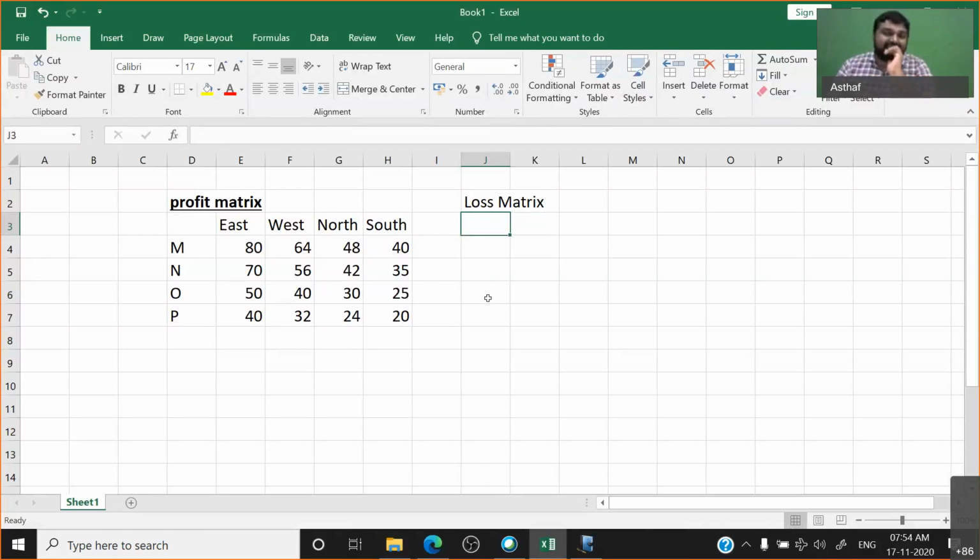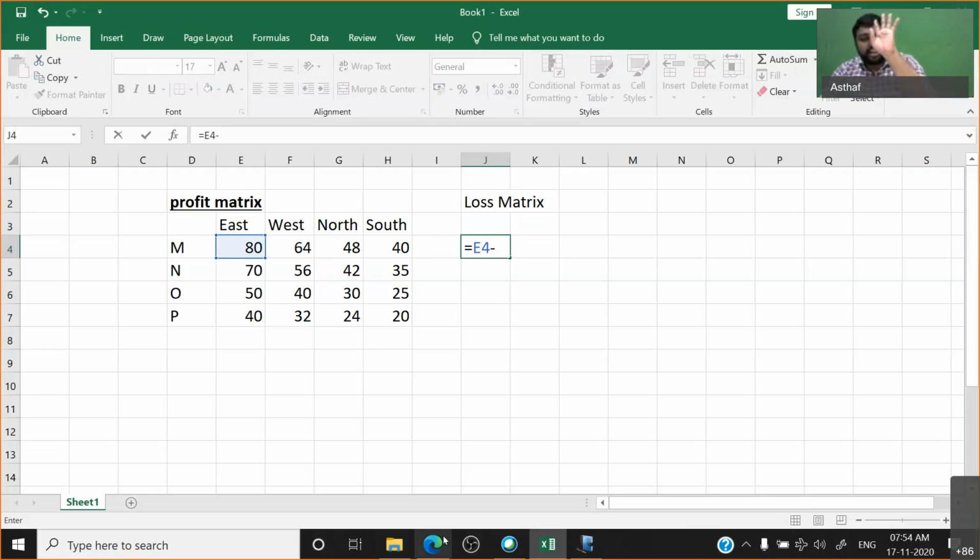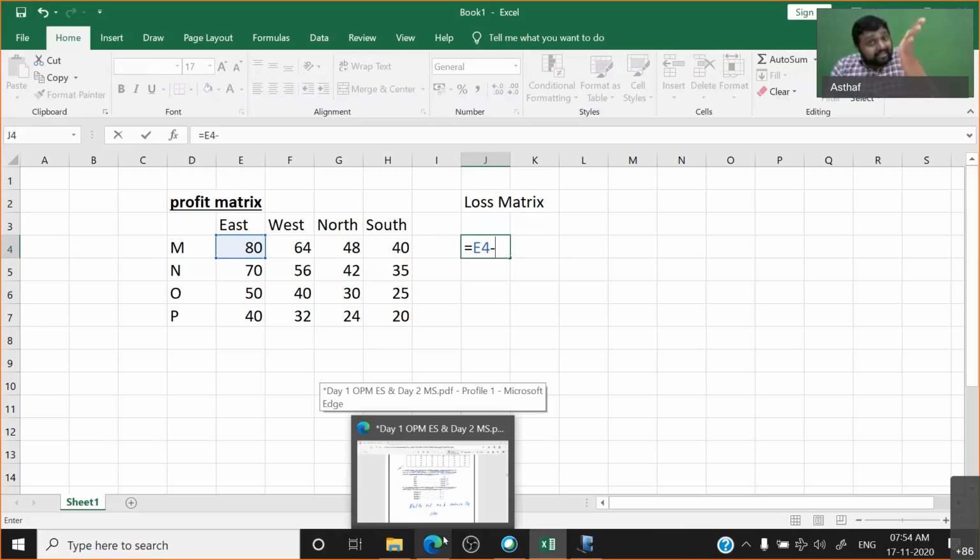What is a loss matrix? The concept is that we can do only minimization. So we are converting the profit into loss. A loss matrix is nothing but subtracting each number from the highest number. Which is the highest number? Not only a single row, the entire 16 numbers. Among the 16 numbers, which is the highest? Yes, you are correct. The highest is 80. That 80 we have to subtract from.